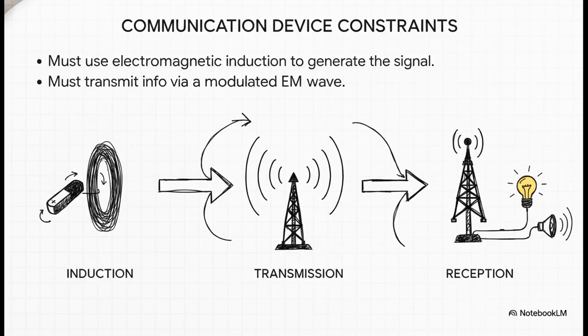First, your device must generate your initial signal using electromagnetic induction. That means moving a magnet and a coil. Second, it must transmit that information through the air via a modulated electromagnetic wave. And finally, your receiver must catch and convert that invisible electromagnetic wave back into a readable format, like a specific sound or a blinking light pattern that humans can actually understand.